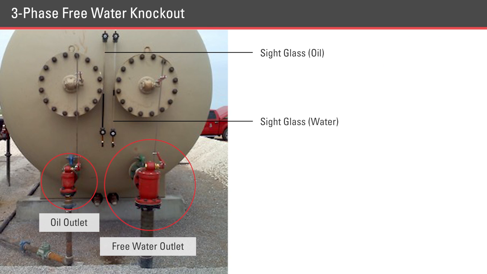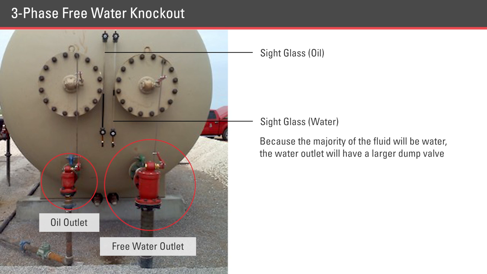Also notice that the dump valve on the right is larger, because the majority of the fluid coming out of the free water knockout will be water. The water side will have a larger dump valve than the one for the oil.